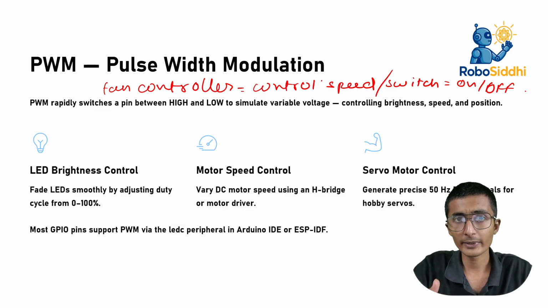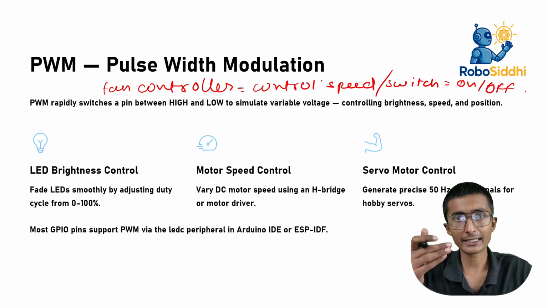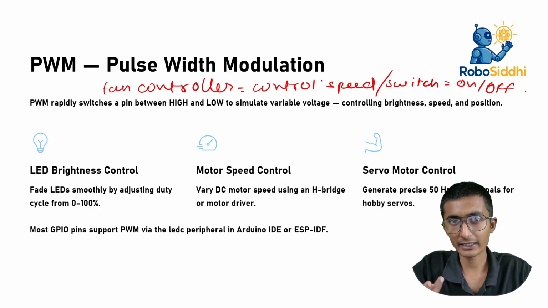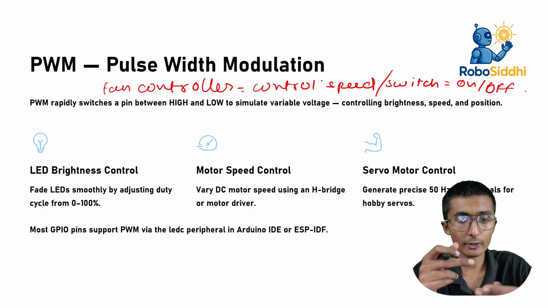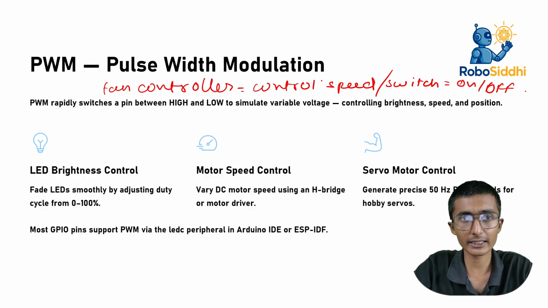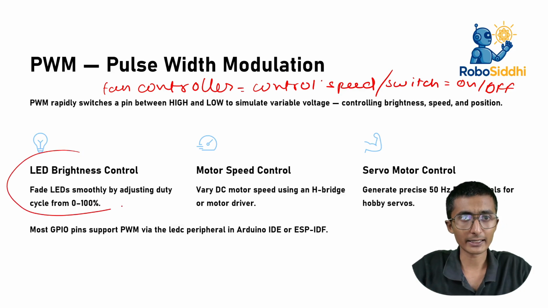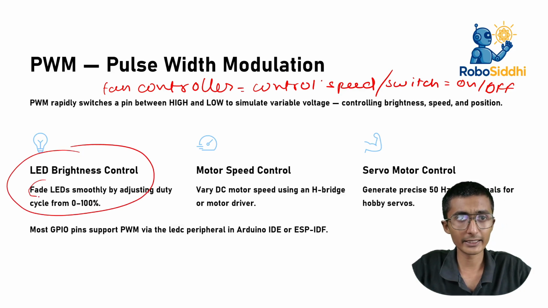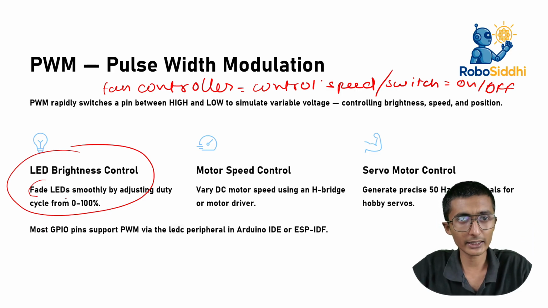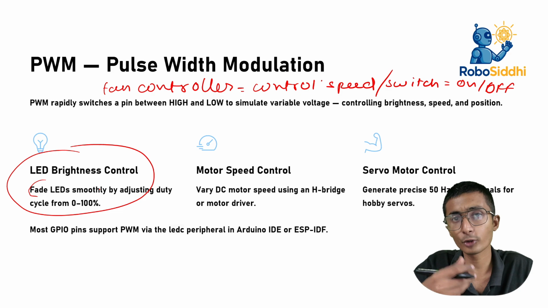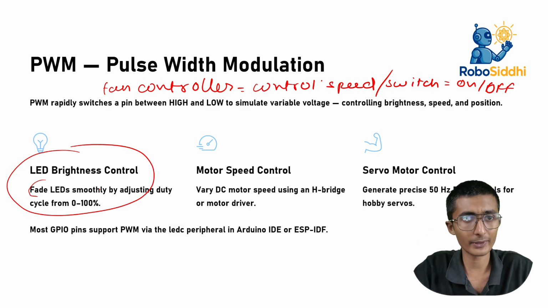While PWM is like a fan controller that can control speed, it can also control the brightness of our LED, control the speed of our motors, and there are so many things that use PWM. So it can be used to control LED brightness. It can fade an LED, like you can dim the LED, and you can control it from 0 to 100%. 100% means full brightness, 50% means half brightness. Just like that, you can control the LED brightness.